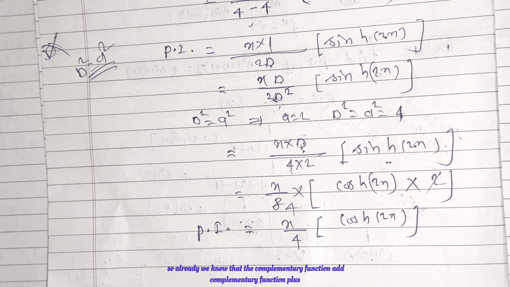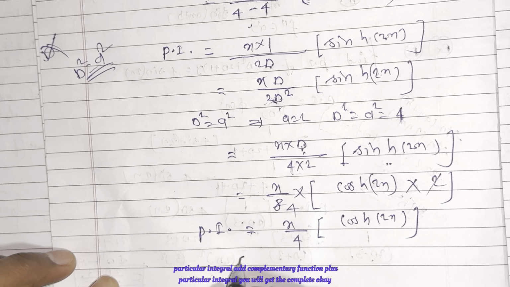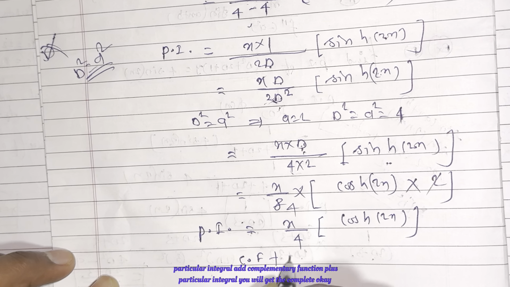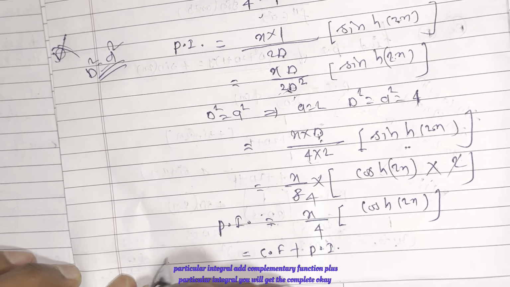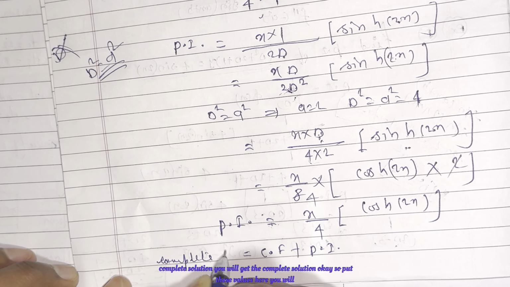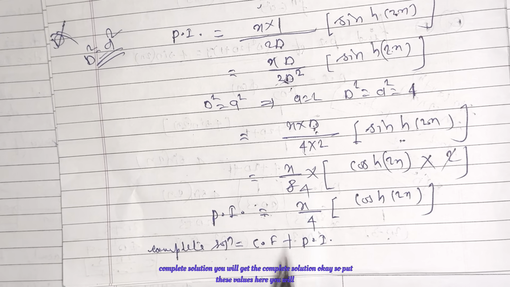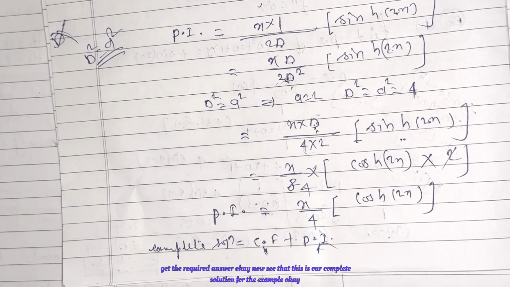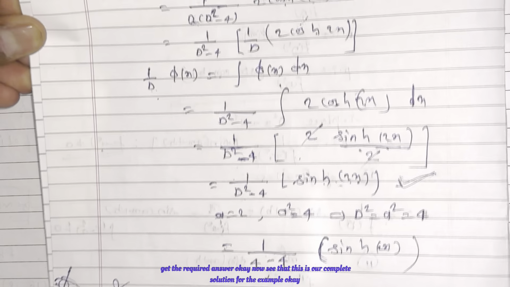Already we know that if we add the complementary function plus the particular integral, you will get the complete solution. So put these values here and you will get the required answer. Now see that this is our complete solution for the example.